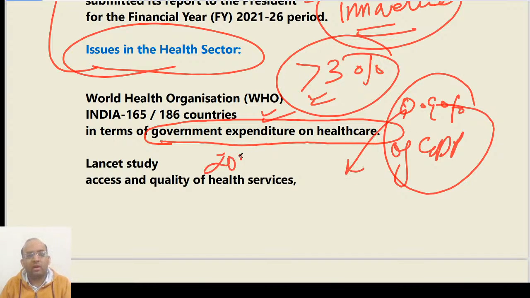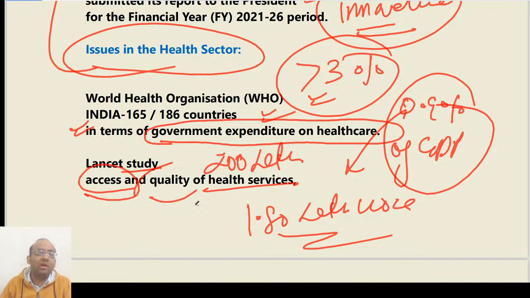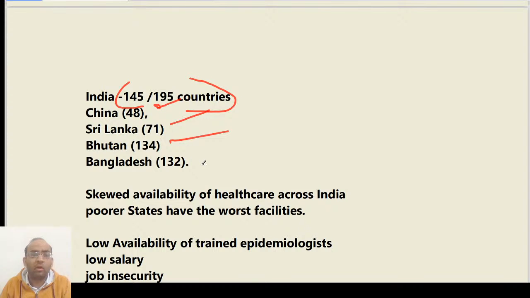Our GDP is around 200 lakh crore, so it is around 1.80 lakh crore. And advanced economies are spending more than 5 lakh crore on healthcare. And as per a Lancet study, access and quality of health service is quite poor in the country. We are ranking 145 among 195 countries. China is 148, Sri Lanka 71, Bhutan 134, and Bangladesh is 135.